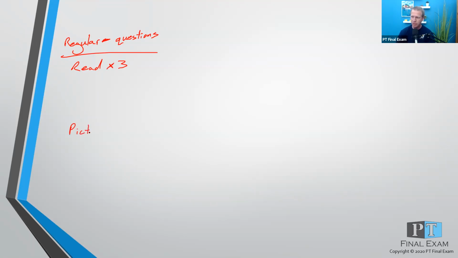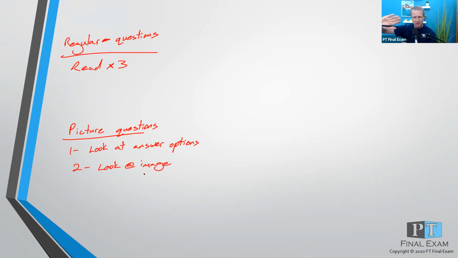For picture or image questions, the key to analyzing an image question is, step number one, look at the answer options. And then two, review the image. So that's the only time I'd have you cover the question, so to speak. If you know it's an image, you see the image, don't bother analyzing the image until you've looked at the options, and then you can look back at the image and see what it is you're looking for in the image.